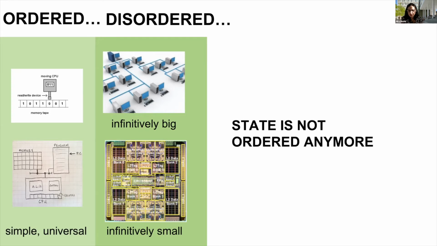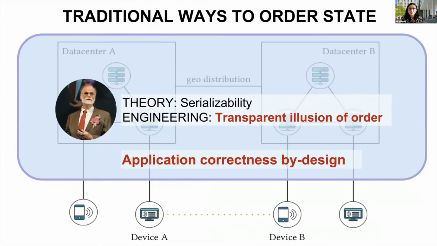Now, state is not ordered anymore, and basically our traditional ways to order state were strong consistency guarantees, which were provided by coordination protocols. And there are several of them. I'm just taking here, let's say, database transactions to illustrate how these coordination protocols establish order. They all have some theory behind them. In the case of transactions, this is serializability. And then based on this theory, the engineering creates a transparent illusion of order, meaning application correctness is ensured by design, which is great.